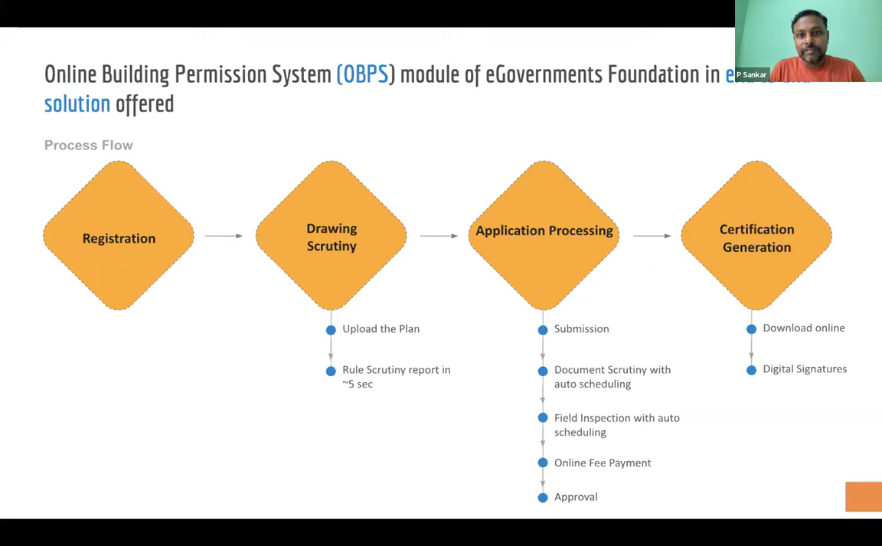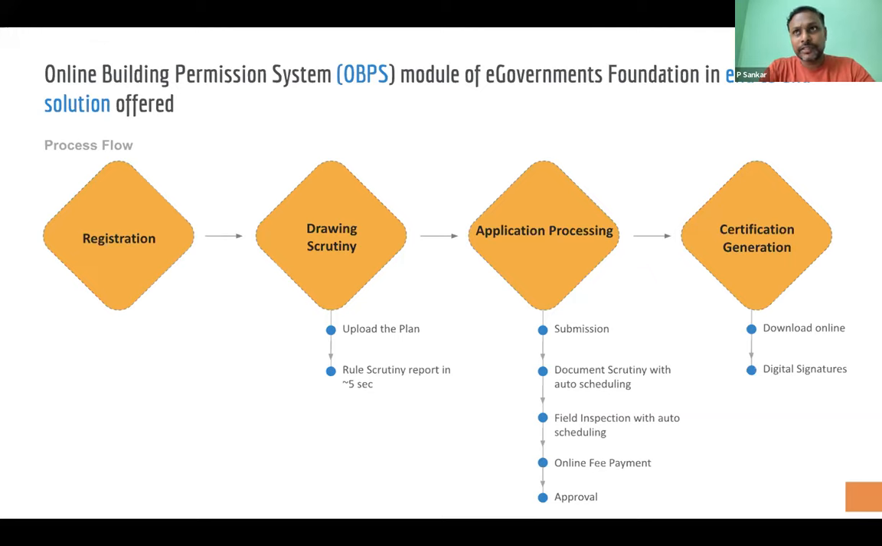Then there is an application processing where form submission is the first step. Then employees can do a document scrutiny in the system. They can also enter the field inspection report, and the no objection certificates needed for a particular diagram. And finally, it goes for an online fee payment, calculated by the rule engine that runs on the backend based on the different parameters extracted from the diagram. Post that, there is an approval cycle where a final officer approves the entire application, and then a permit order is issued to the citizen.